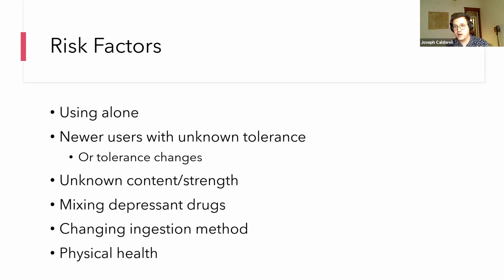And then overall physical health. If I am dehydrated, if I'm not eating regular meals and things like that, impacted by all of the social determinants of health, including poverty, that may impact my general well-being, and that can also have an impact on overdose potential as well.